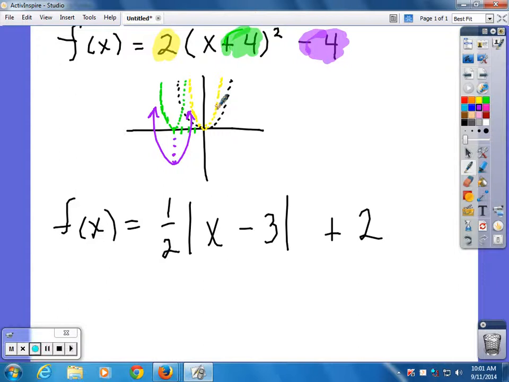Now, what about the horizontal shift? What does it say in your notes about the horizontal shift? If it's positive, it's going to the left. If it's negative, it's going to the right. And then what does it say about K? Positive is going up, negative is going down. Okay. So what does this +4 mean?